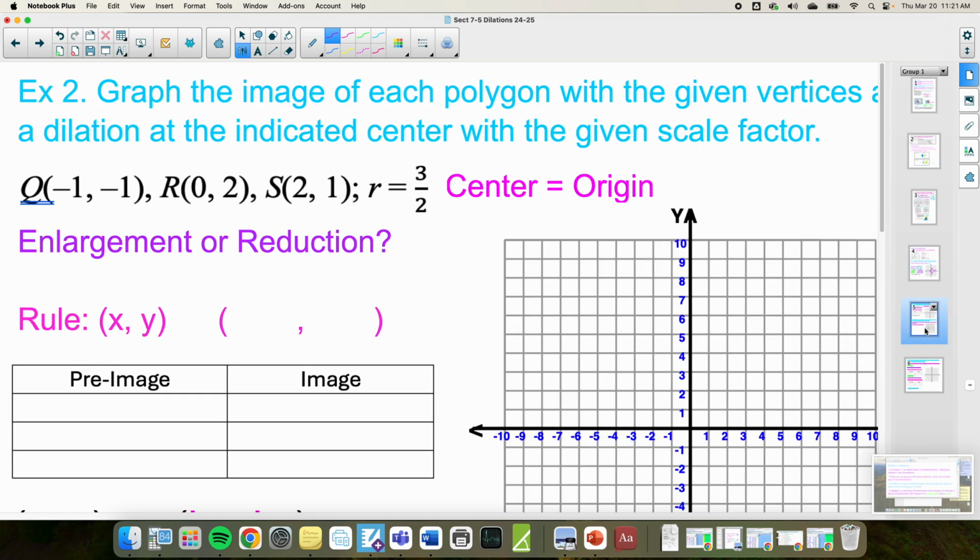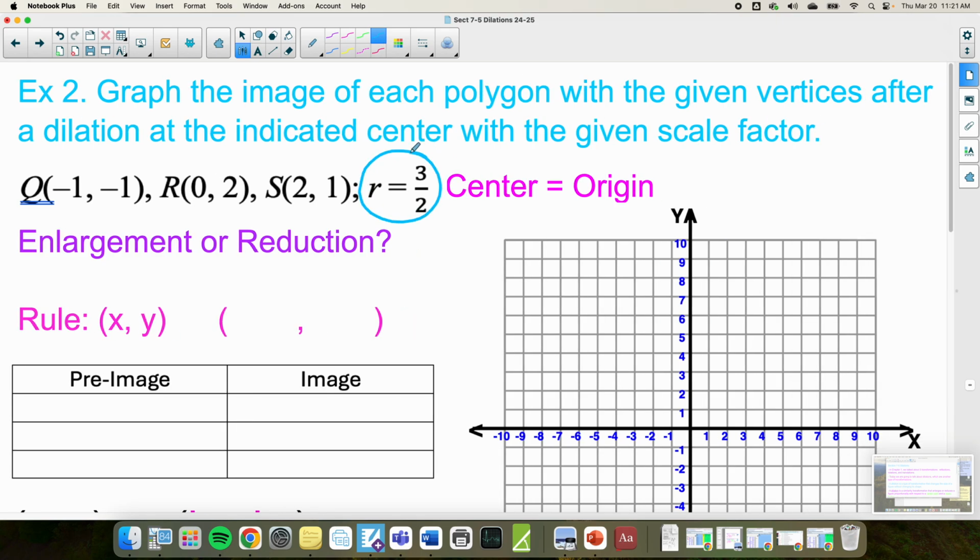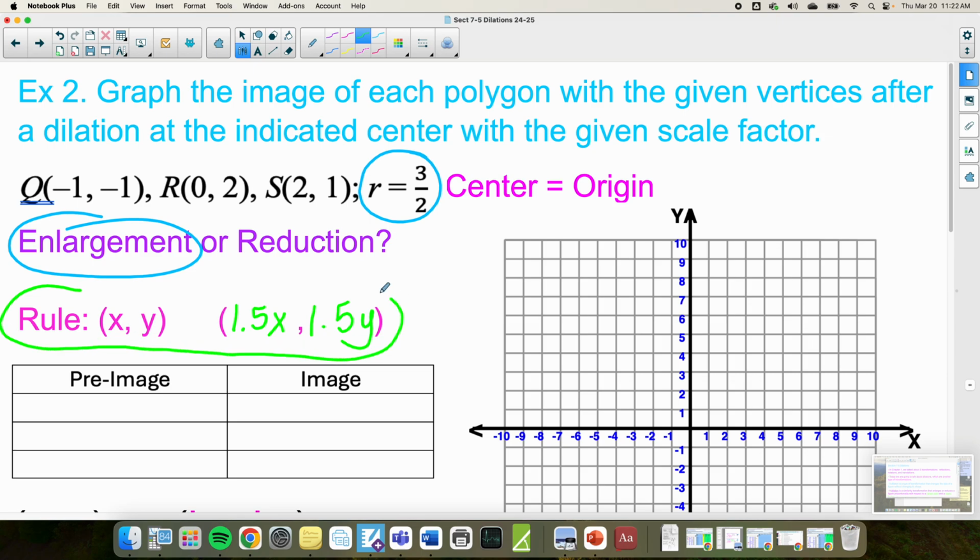Now, let's go to this page, and we're going to do the same thing, but this time we have a problem where our R is 3/2. Is that going to be an enlargement or a reduction? Enlargement, because it's over 1. My rule, I always change the fraction to a decimal, so I'd put this as 1.5x and 1.5y. So that's another answer to our question, okay?